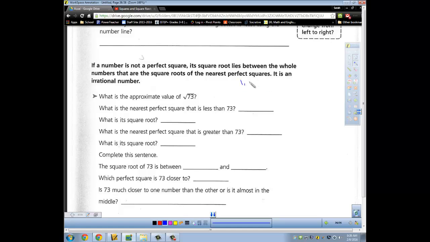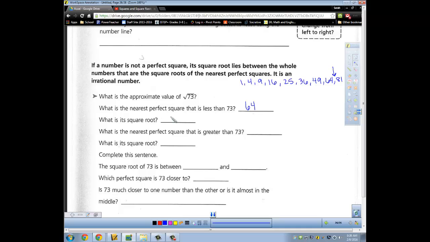1 squared is 1, 2 squared 4, 3 squared 9, 4 squared 16, 5 squared 25, 6 squared 36, then we got 49, 64, and 81. Now I'm going to stop there because I just need to get up to 73. What is the nearest perfect square that is less than 73? So 73 would be somewhere between here. So the next number that's less than would be 64.